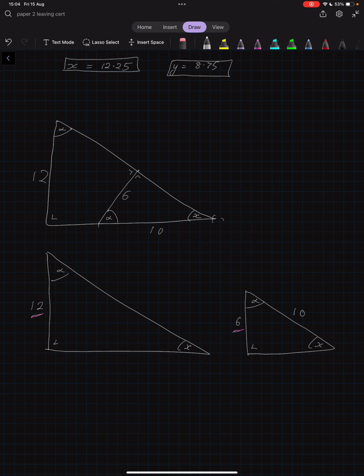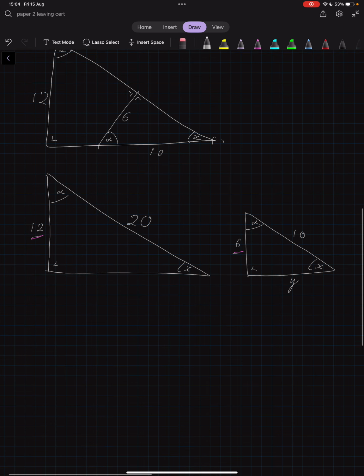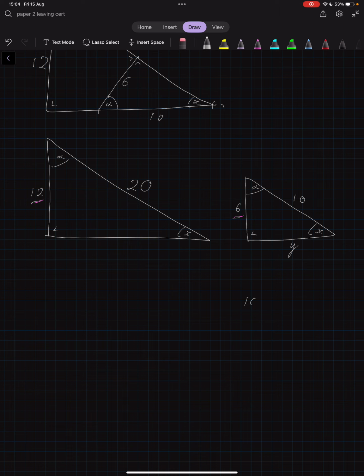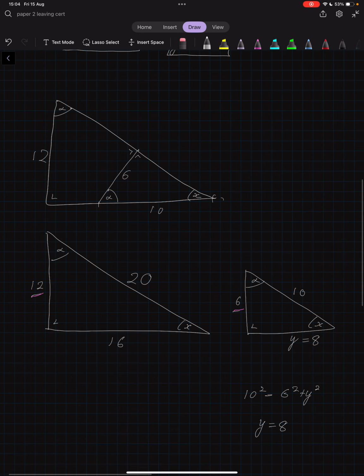And therefore, if I asked you what's the hypotenuse on the bigger side, given that the hypotenuse in the small one is 10, the answer is 20. It's just double it, okay? So now, the next thing I want to know is what is this length here. So I'm going to use Pythagoras. 10 squared is going to be 6 squared plus y squared. Do a bit of solving, you get y equals 8. So that's just a 3, 4, 5 triangle multiplied by 2. And then this has to be 16, okay? So that's it. All right, so you've figured out all the lengths of all the sides.